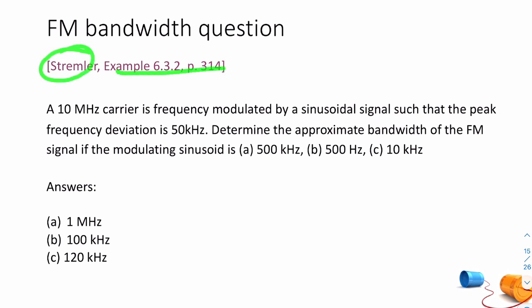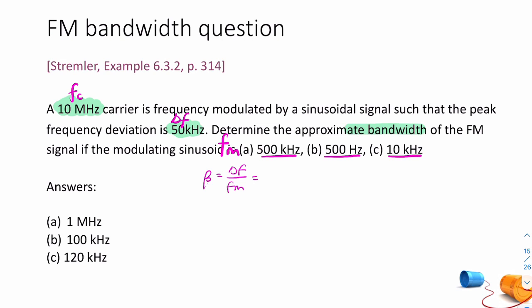This is from the same book. It's just another example. We're given an FM signal and we're told the carrier frequency, so that's FC. And we're given the frequency deviation, so that's delta F. And we're asked to estimate the bandwidth. And we're told that FM is either 500 kilohertz, 500 hertz, or 10 kilohertz. So we would be using Carson's rule, but first we would need to find the modulation index. So the modulation index is the ratio of delta F to FM.